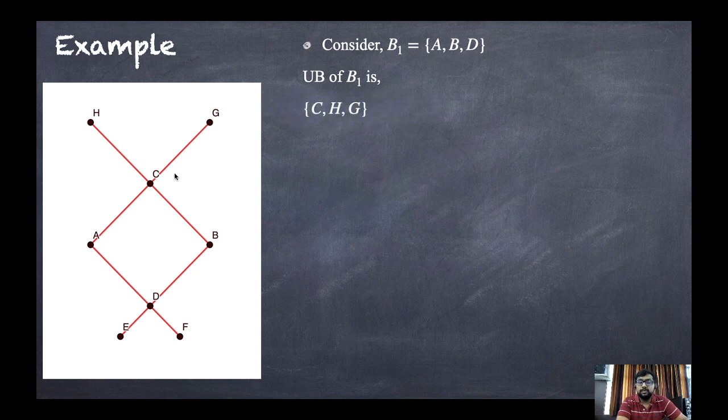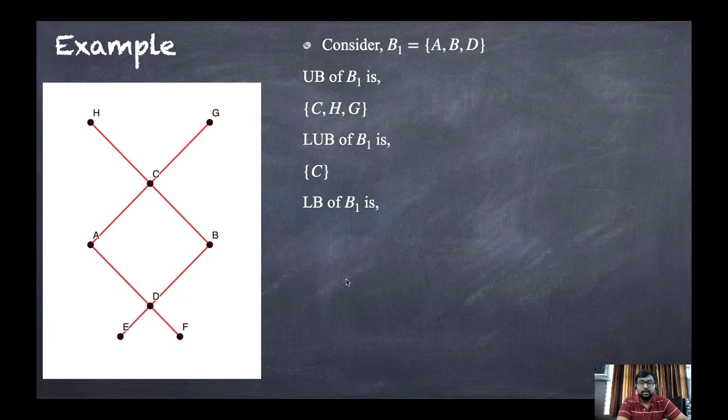Now just by looking at this, what is the lowest one? So it is clear. So C is the lowest one. So it is the least upper bound. So that is C. Now, what's the lower bound of ABD? So ABD. So what are the first lower points? They are E, F, and D also.